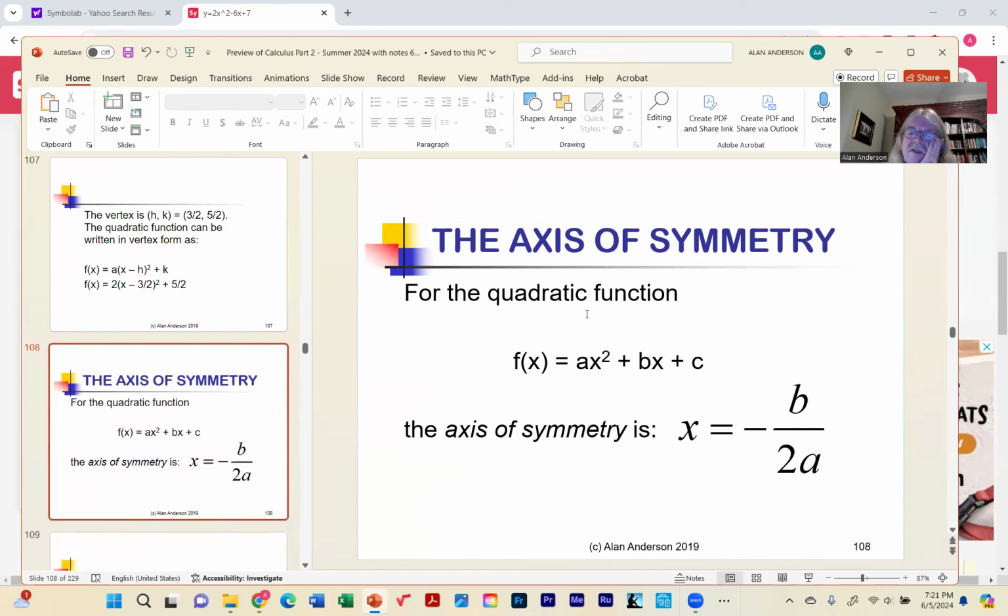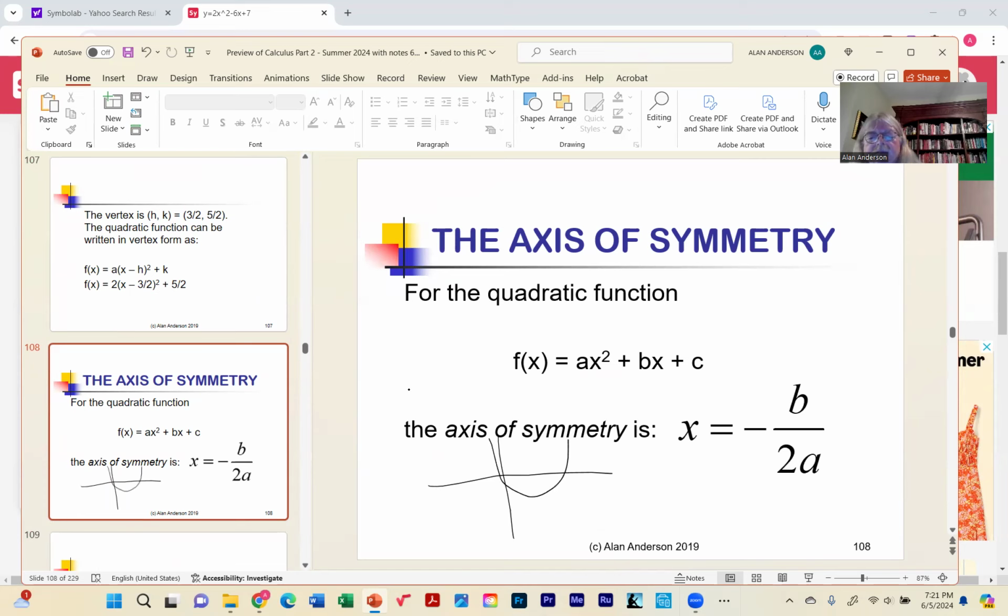Now, I mentioned this a couple of times, the axis of symmetry. If you notice, basically, this is just a vertical line through H. Because this is the formula. Remember, the formula for H is minus B over 2A, so that's the vertical line x equals H. That's the so-called axis of symmetry, and that defines where the function is symmetrical. Okay.